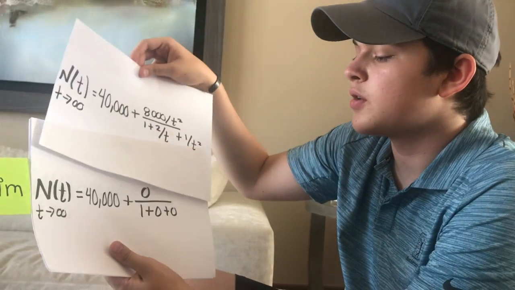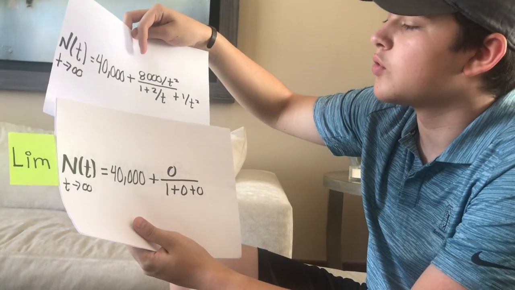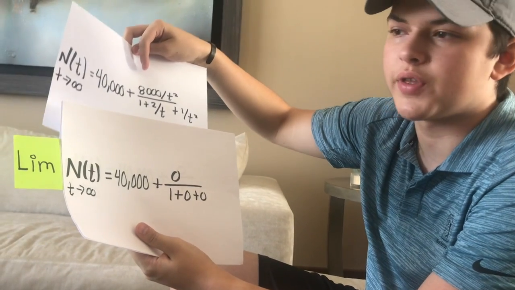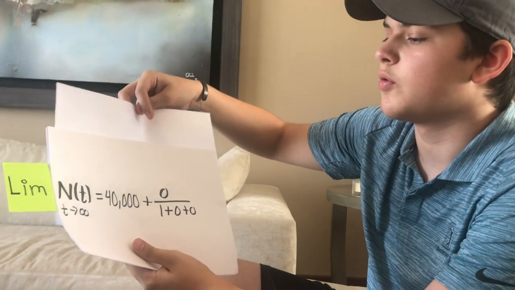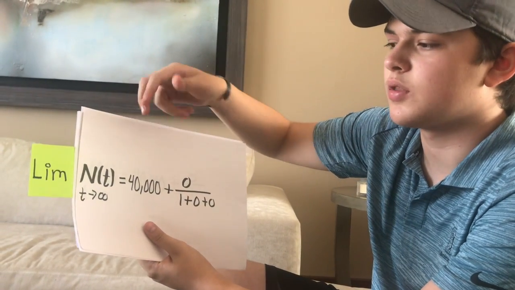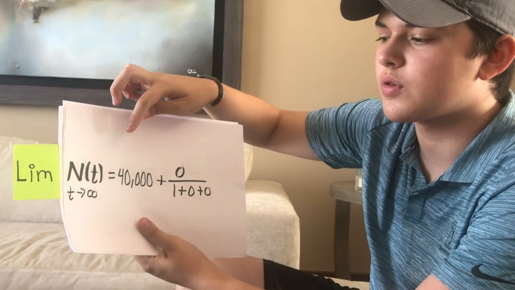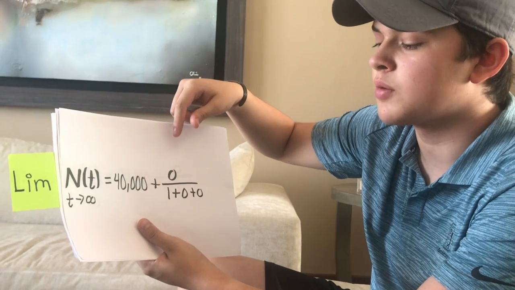You have to simplify using the power rule. The power rule states that if the number is being divided by a variable with a higher exponent, it cancels out and it becomes 0. So in this, it ends up being n of t as t approaches infinity equals 40,000 plus 0 over 1 plus 0 plus 0.